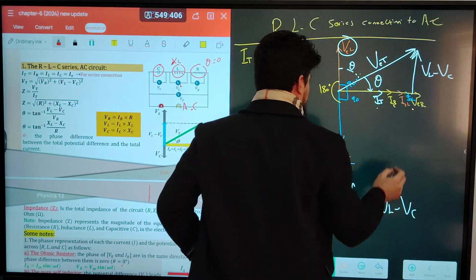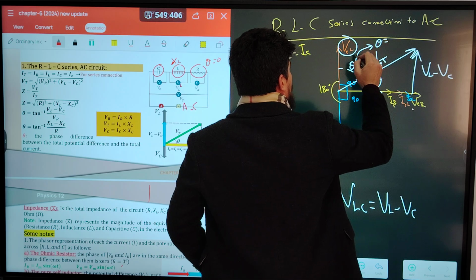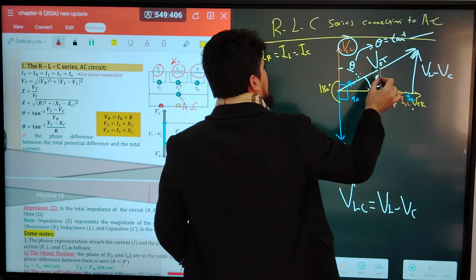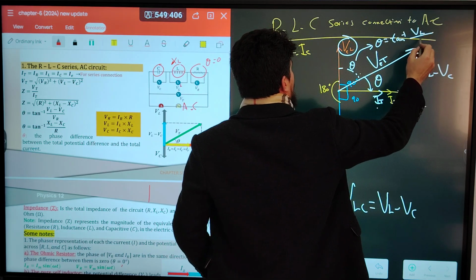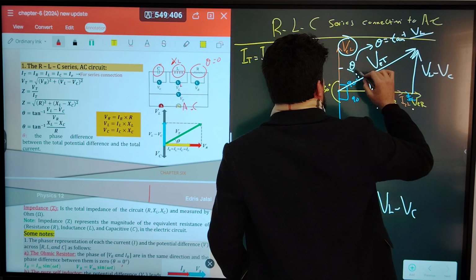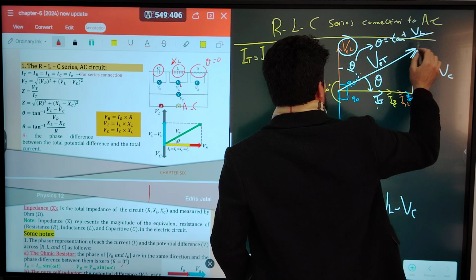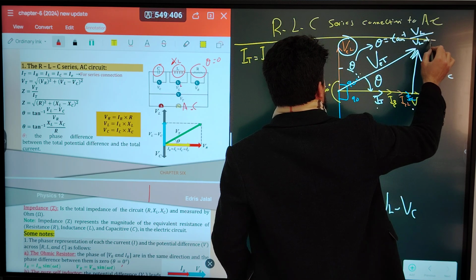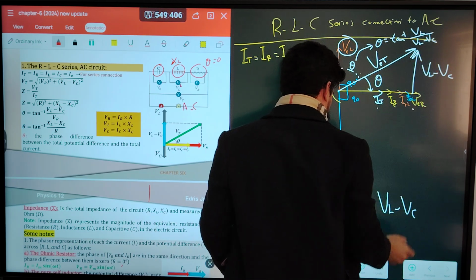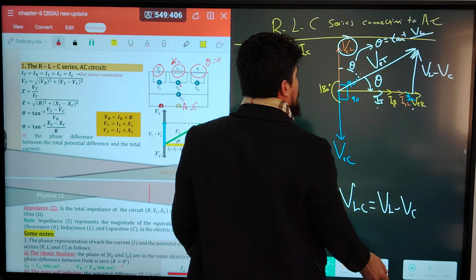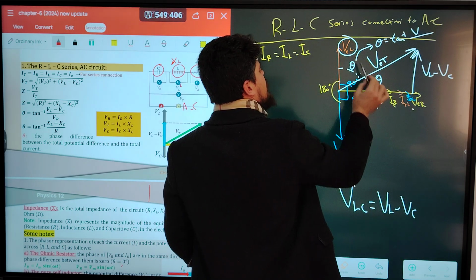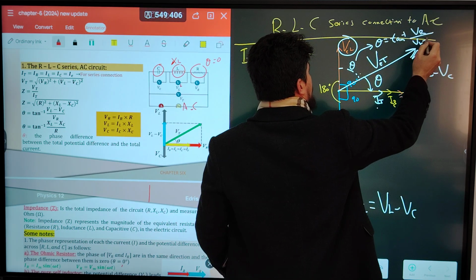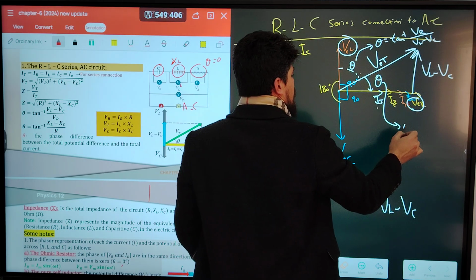How can you determine this angle? This angle is equal to what, between VE total and VL? Tan inverse opposite over adjacent. Opposite is what? Sorry, angle between VE total and VL, this is opposite. VR is opposite. VR over what? VL minus VC.